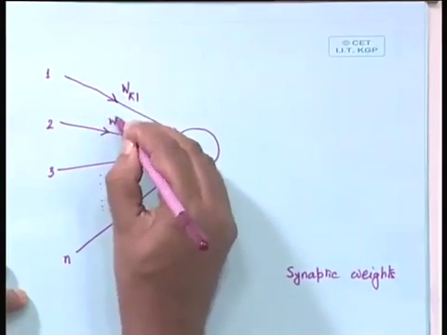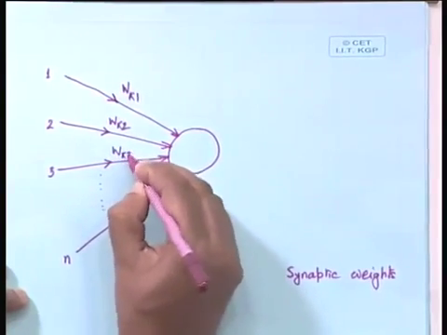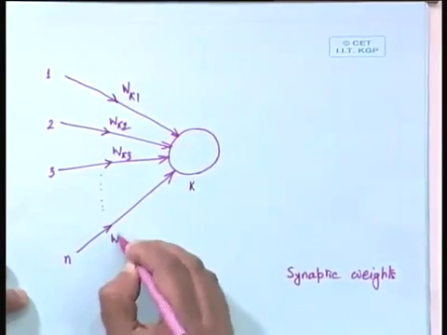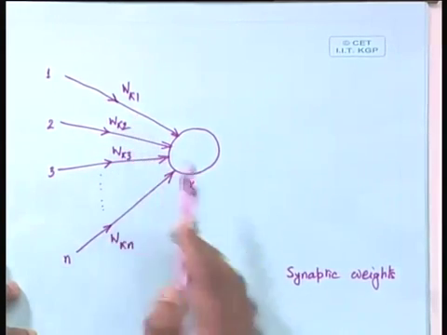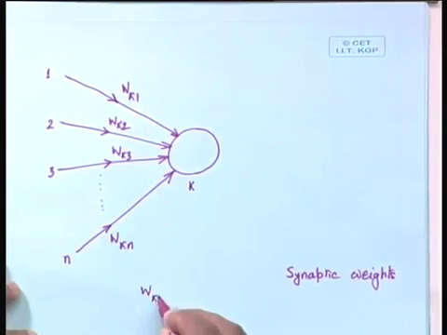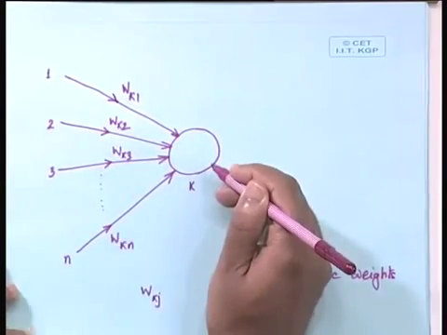WK1, WK2, WK3 and so on, and this one will be WKN. Okay. So, the notation that we are using is that WKJ basically indicates the connection strength from the neuron J to the neuron K.